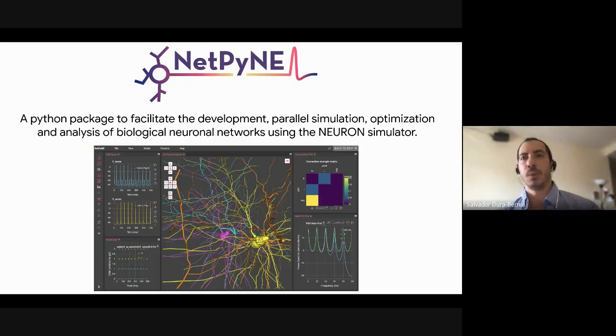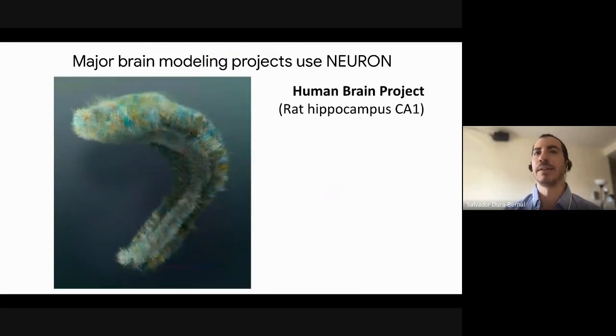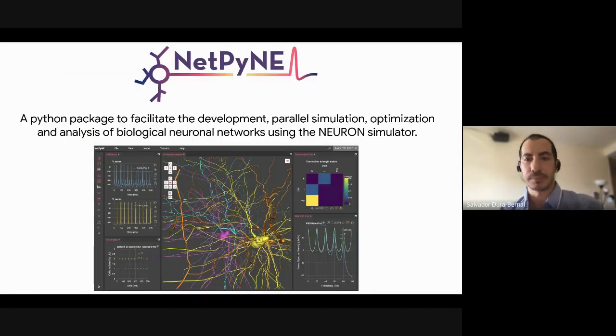So what is NetPyNE and why do we need it? All of these models that I was showing come from big companies or research institutions. They have their own tools on top of Neuron that help you build these models. In some cases, these are private tools that are not shared. In other cases, they are shared, but sometimes they are quite complicated to use. So this infrastructure on top of Neuron is usually some kind of Python package that helps you build these very complicated models. And that is essentially what NetPyNE is.